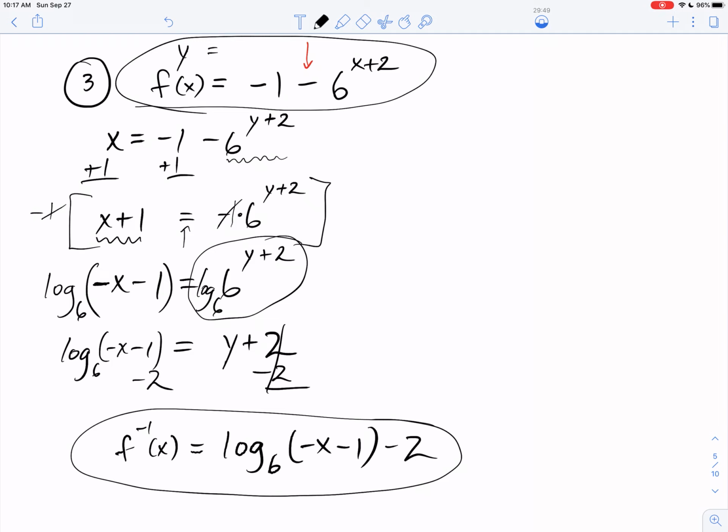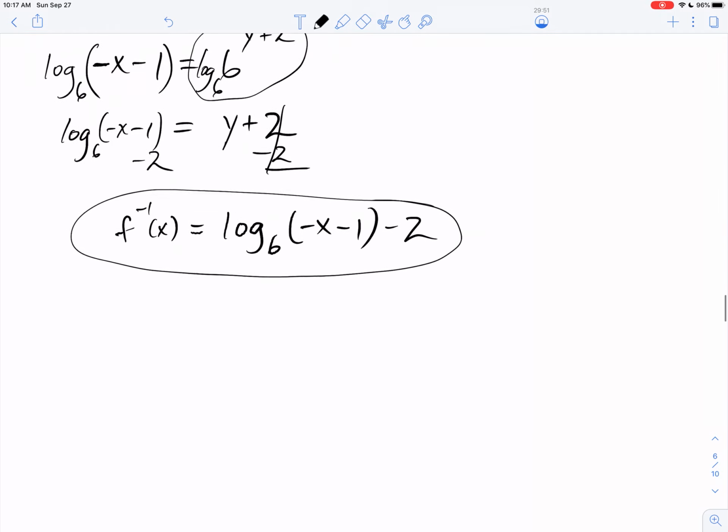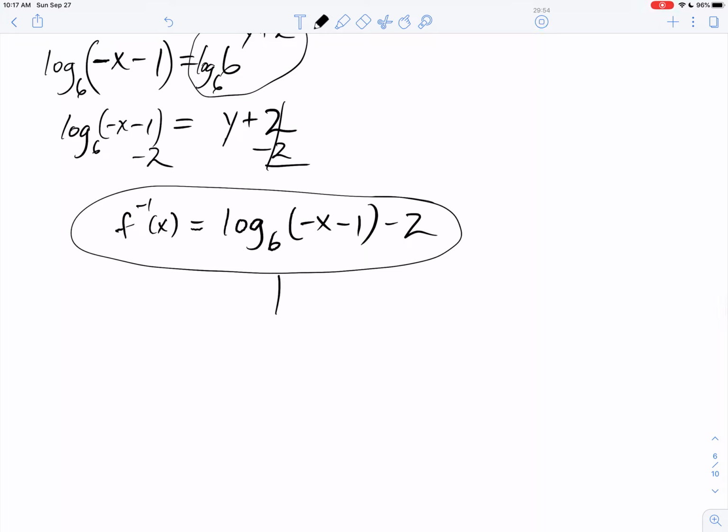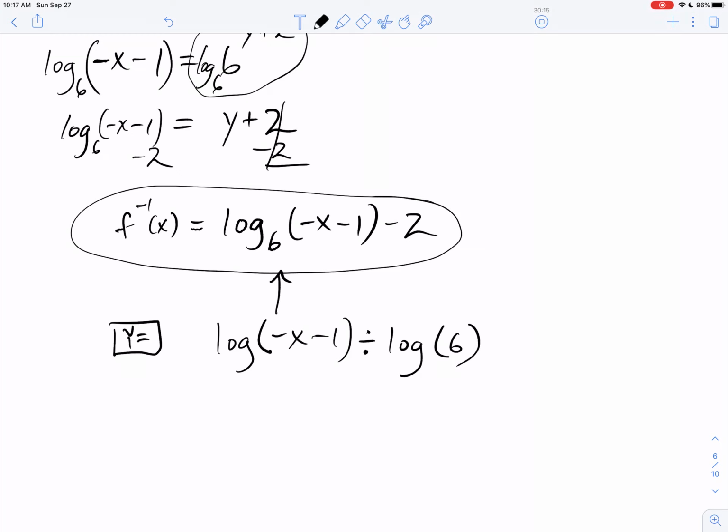Because on the calculator, if I want to graph this part right here, I'd have to enter it in. I'd go to my y equals on my calculator, and then I'd have to say log, parentheses, negative x minus 1, close it, divided by log 6, close it, minus 2. That's how I would have to punch that in on my calculator to make it graph this correctly.